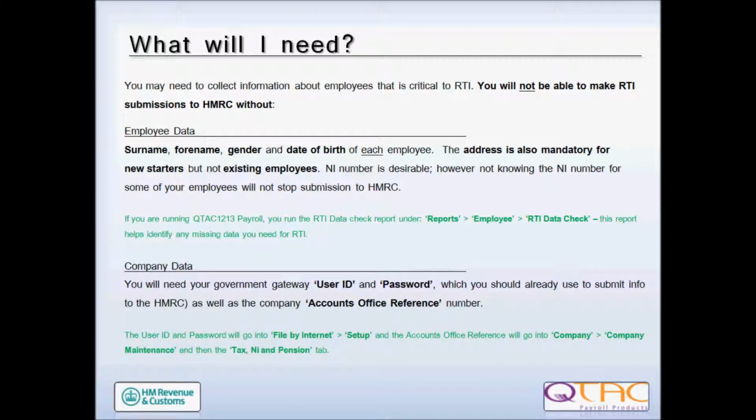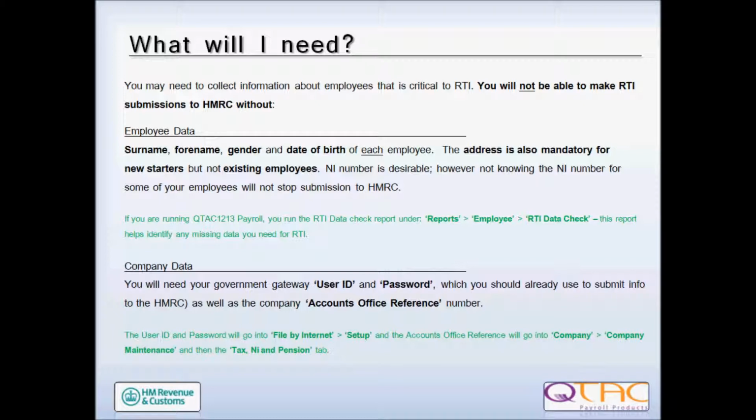What will I need? Now, you may need to collect information about employees that is critical to RTI. Now, you will not be able to make RTI submissions to HMRC without the following employee data: surname, forename, gender and date of birth for each employee. Now, the address is also mandatory for new starters, but not existing employees. Now, the NI number is desirable. However, not knowing the NI number for some of your employees will not stop the submission of RTI to HMRC.